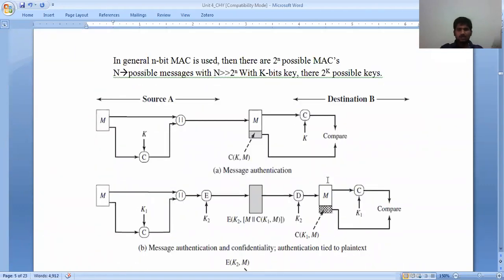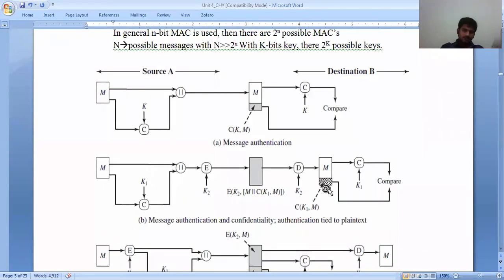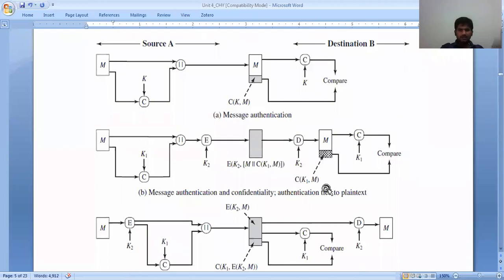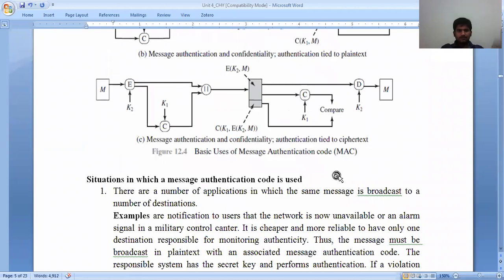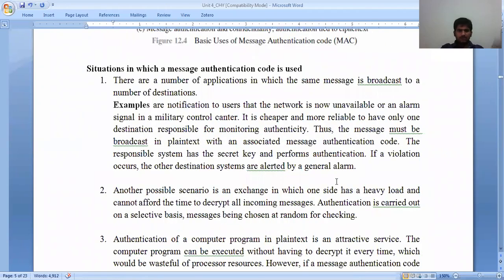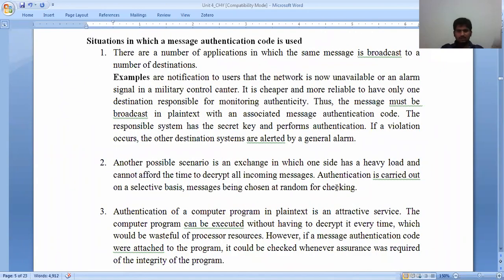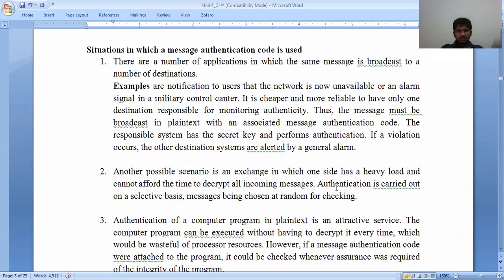Here we have message authentication with confidentiality, and we have authentication also. So how are we going to send it: before encryption we send, and after encryption we find out the checksum. Those are the various ways of doing it. Then we have some situations, the same things we discussed in the class itself.